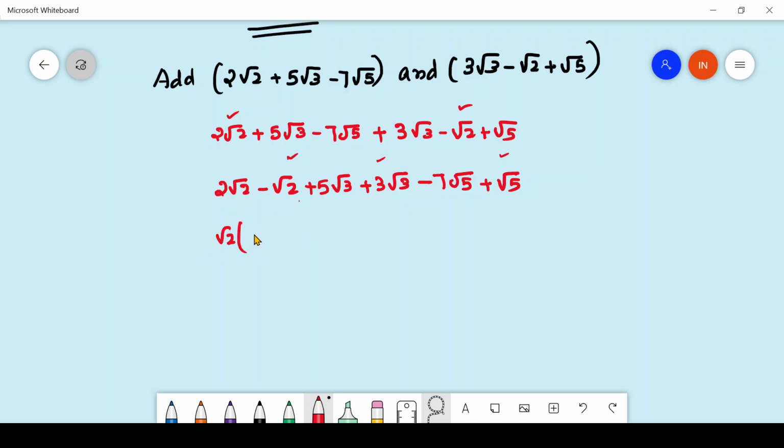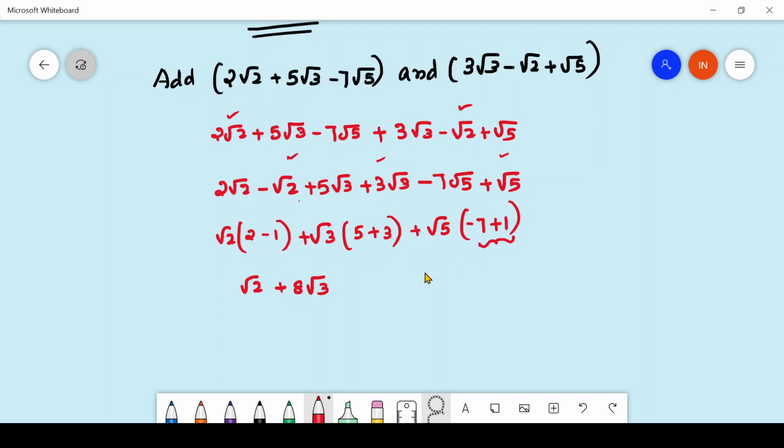So what will come inside the bracket? That is 2 minus 1 plus root 3 into 5 plus 3. Then next is, you have to listen very carefully here, what will come inside, plus root 5 into minus 7 plus 1. So first case 2 minus 1 is 1, so 1 into root 2 is root 2, plus 5 plus 3 is 8, so 8 root 3. Then here minus 1 plus minus 7 plus 1, so that is minus 6, right? Minus 6 root 5. So this will be the final answer.